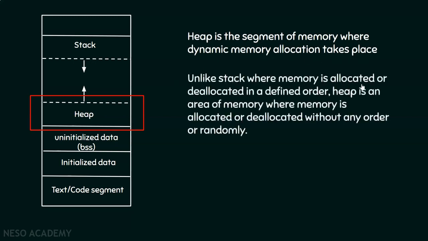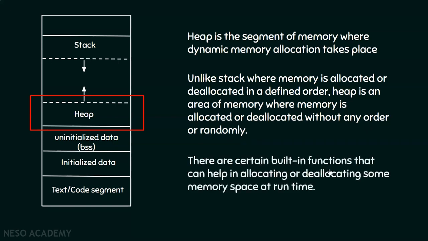Unlike the stack, where memory is allocated or deallocated in a defined order, heap is an area of memory where memory is allocated or deallocated without any order, or randomly. In the stack, everything is defined in order. You have to enter elements at the top of the stack and delete elements from the top of the stack. Everything is well defined and in order. So memory is allocated or deallocated in a defined order in the case of stack. But in the case of heap, there is no restriction as such.